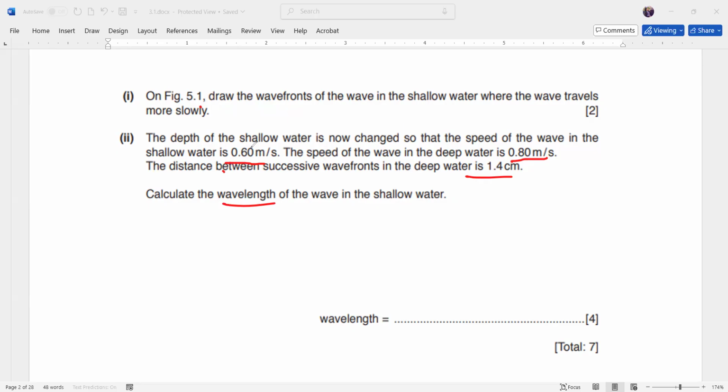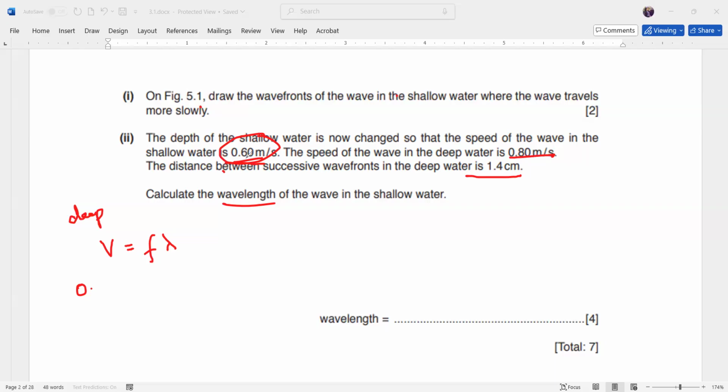So first, we have the speed in shallow, the speed in deep, and the wavelength in deep as well. So first we'll find the frequency in deep. How do we work out the frequency? The formula v equals f lambda is called the wave equation. v is the speed of the wave. What is the speed? 0.6 is the speed in shallow and 0.8 is the speed in deep, and the wavelength is also given in deep. So I'm talking about deep.